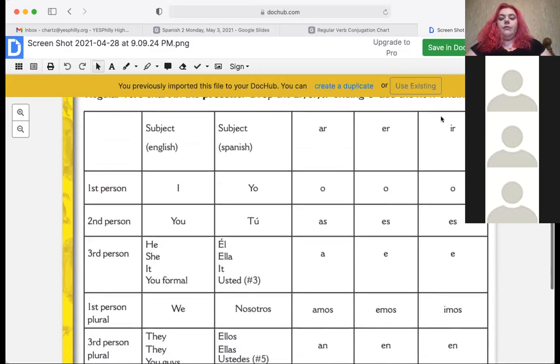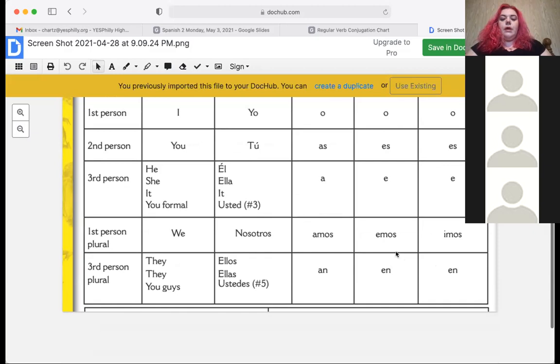And for the IR verbs, remember the -o is the same. The -es is for tú, it's the same as the ER verbs. The él, ella, usted is -e, same as the ER verbs. And the nosotros form, the ending is -imos, I-M-O-S. And you can see that they're all different. The AR, ER, and IR verbs are all different in the nosotros form. And ellos and ustedes is -en, and you can see that's the same one as the ER verbs.